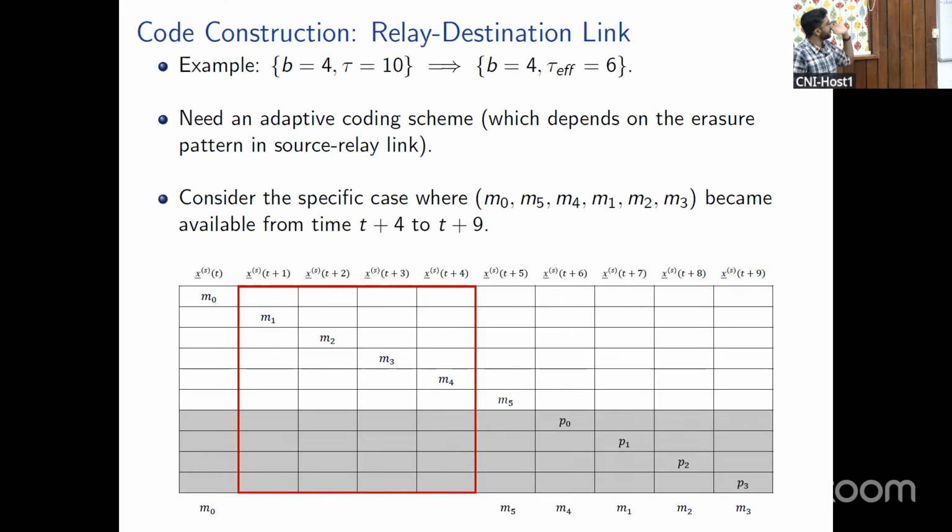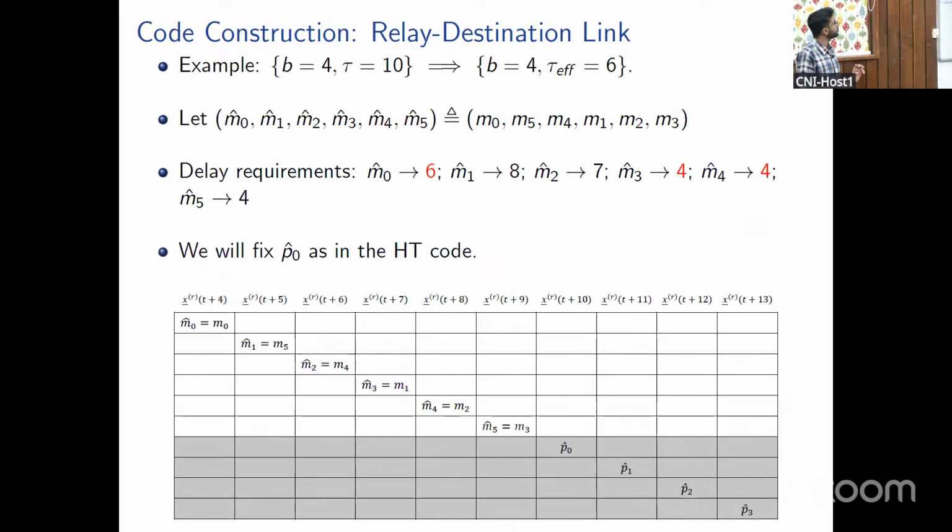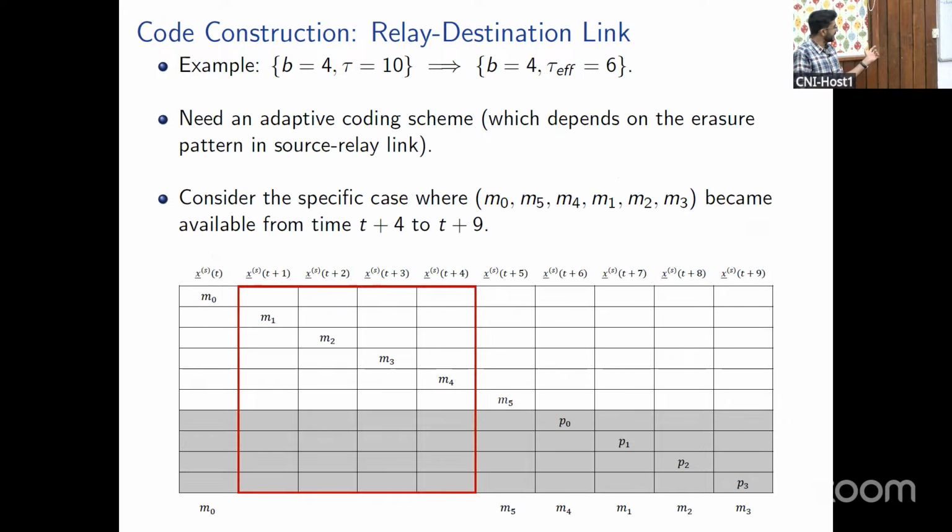So let me just specifically look at one erasure pattern at the source to relay link where the burst is starting at time T+1. So this is what I have. I got M0 here, M5 here, M4 here, M1 here, M2 here, M3 here. So this is the permutation that I'm going to deal with. So I'll transmit a new code with these as my information symbols: M0, M5, M6, M1, M2, M3, starting from time T+4.